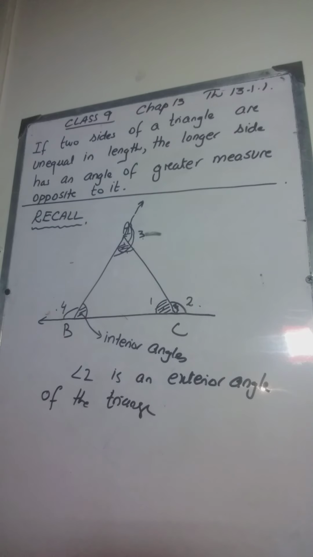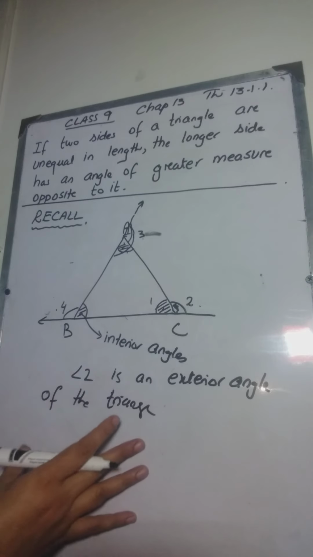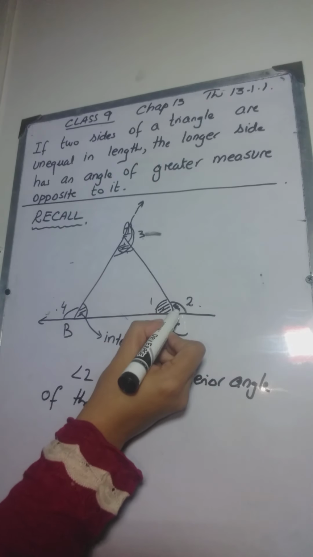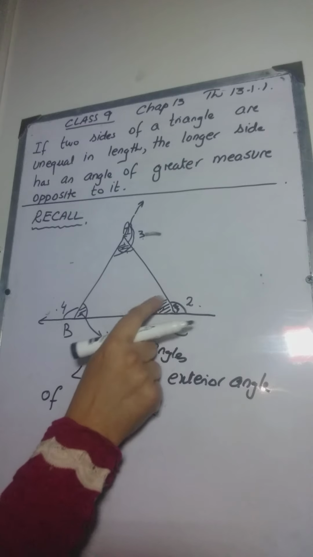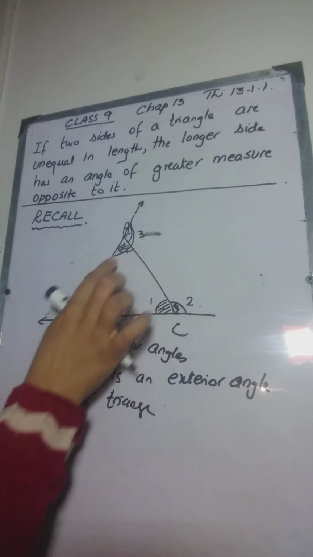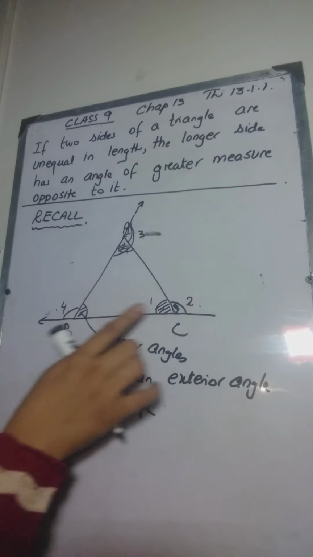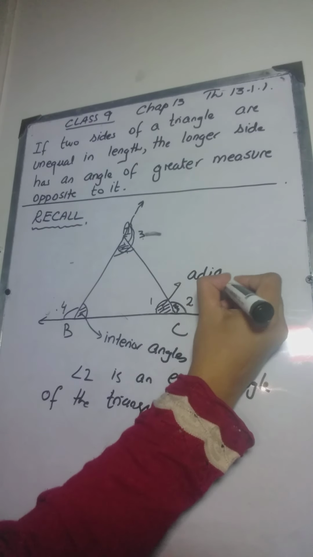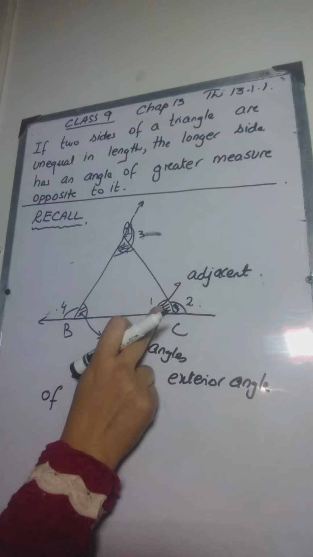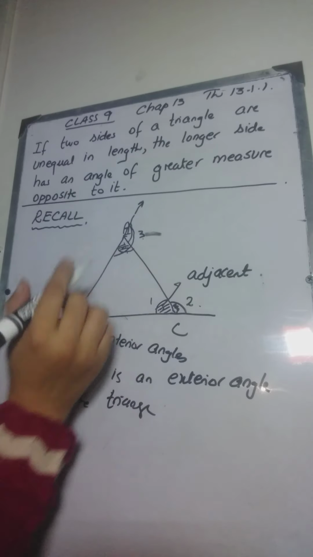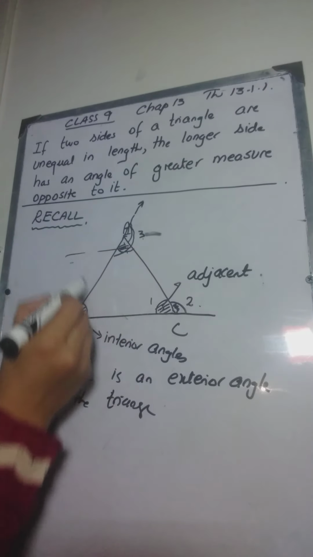Now there is a theorem which tells us about the relation between the exterior and interior angles. This interior angle is adjacent to this exterior angle. Adjacent means it is joined with it. This is the adjacent interior angle of angle 2, and these two are the non-adjacent ones, because they are not joined with 2. This is the adjacent interior angle of angle 2, and these two which are not joined with 2 are called the non-adjacent angles.